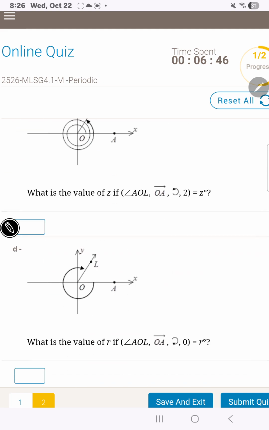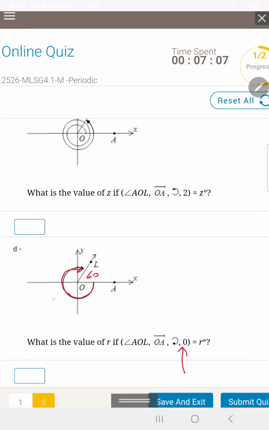Now, last one, you have to move in the clockwise direction, like this. This is the clockwise direction. Of course, this is the negative direction, until you reach this. Remember, 0 rotation means do not complete the rotation. So in this case, if this is 60, this will be negative 300. So here, negative 300. And that is the answer to this question.